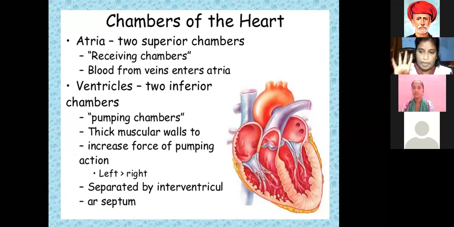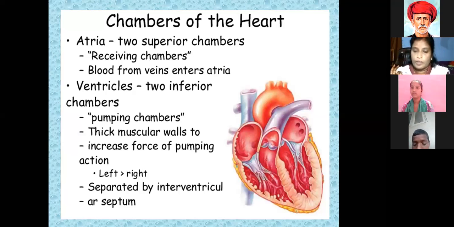How many chambers does the heart have? Four chambers, madam. What are they? Left and right atria, left and right ventricles. Right ventricle, right atrium. Very good. Shall I move to the next slide? Yes, madam. Okay, thank you.